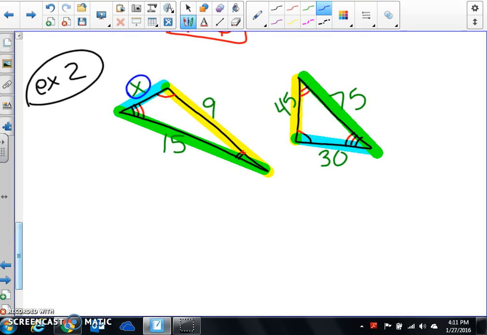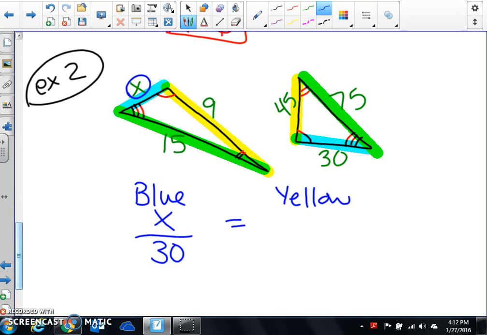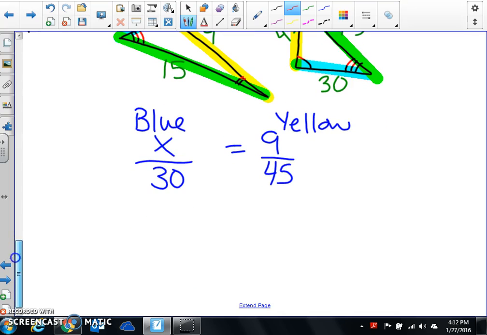The missing angle is with blue, so I'm going to have blue. And then over here, it doesn't matter which one, I'm just going to do yellow. Okay, so blue to the left is X over, and my other blue is 30. My yellow, my first one's 9. My other one's 45. And let's do some cross multiplication.